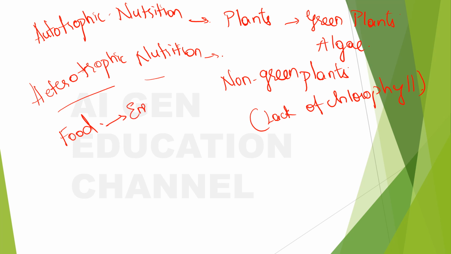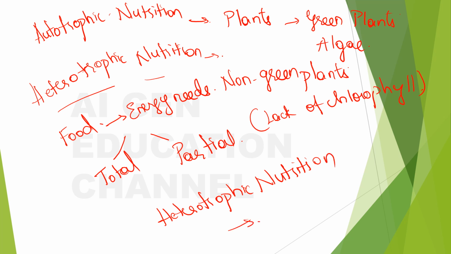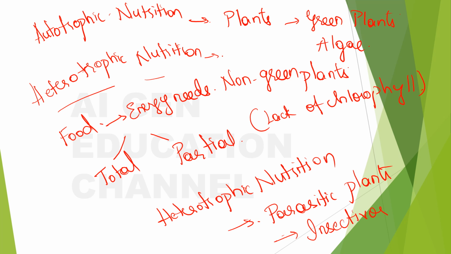This dependence on other organisms or plants for its energy needs may be a total one or a partial one. If we get into heterotrophic nutrition, we can say that there are two types in this mode. What are those? One is parasitic plants, and the other type is insectivorous plants. So what is the difference between these two categories?